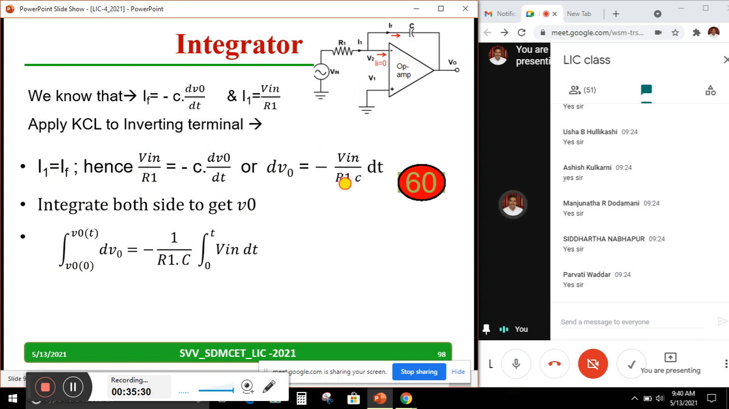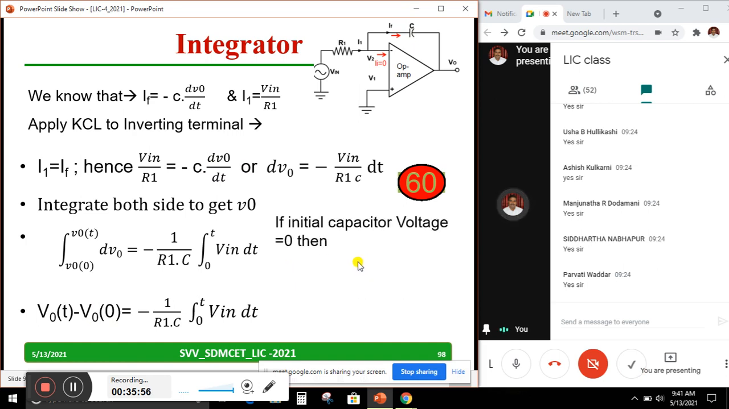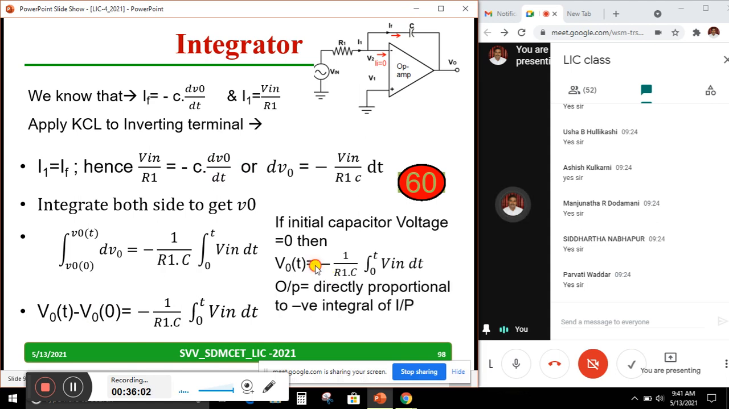So this becomes 1 by R1 into C, integral of V into dt. This will become integral of dV0, and integration I am taking. Now V0 of t, and usually the initial capacitor voltage we assume 0, this is the one assumption we do. Hence the output voltage is given by minus 1 by R1 into C, integration Vn into dt, assuming the initial capacitor voltage is equal to 0.